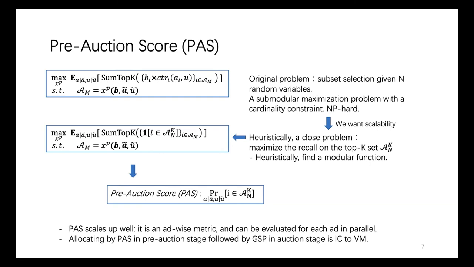That is to maximize the recall on the top K set. The top K set means the set of K ads which have the largest B times refined CTR. Then we obtain a modular function. So we can derive a pre-auction score, which is the probability of an ad to be in the top K set. As the pre-auction score is an ad-wise subset selection metric, we can evaluate it for each ad in parallel. The pre-auction score is also monotone to bids, so the two-stage auction is incentive compatible to a value maximizer.